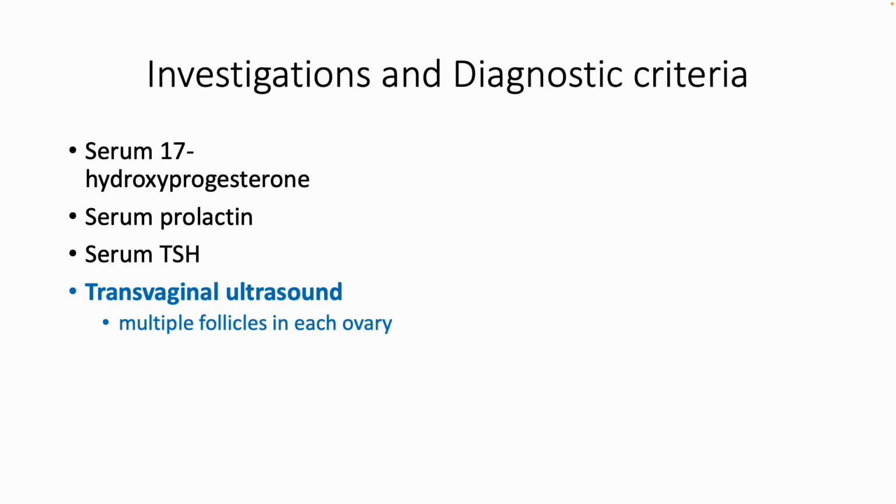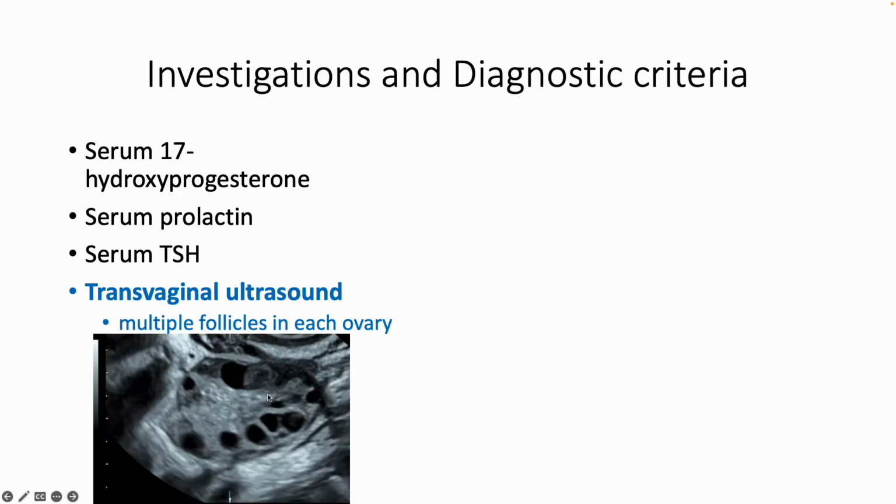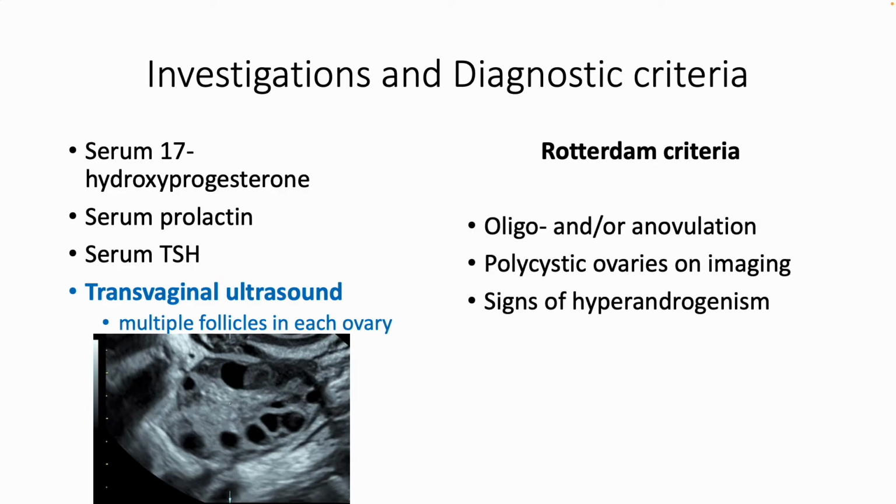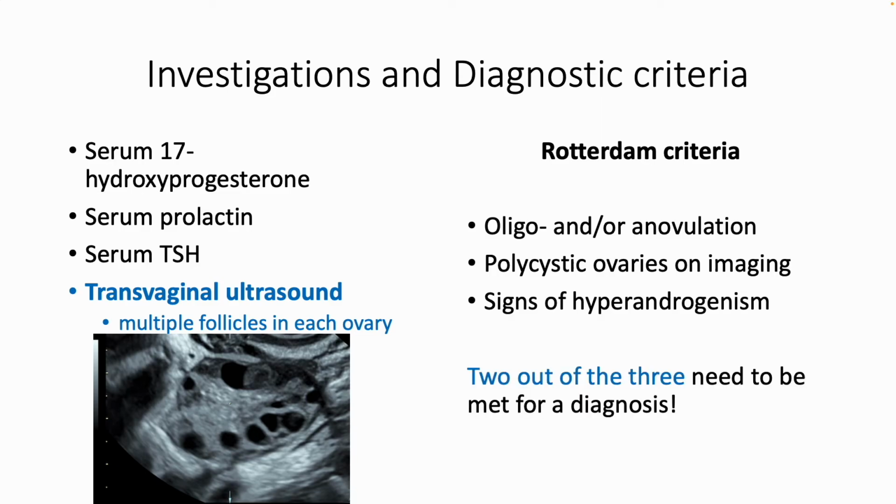The gold standard investigation in anyone who is suspected of having polycystic ovary syndrome is a transvaginal ultrasound, and it would show multiple follicles in each ovary, as you can see here. The diagnostic criteria for polycystic ovary syndrome are oligo and or anovulation, polycystic ovaries seen on imaging, such as on the transvaginal ultrasound, and signs of hyperandrogenism, such as hirsutism, etc. And in order for this diagnosis to be made, 2 of the 3 Rotterdam criteria need to be present.